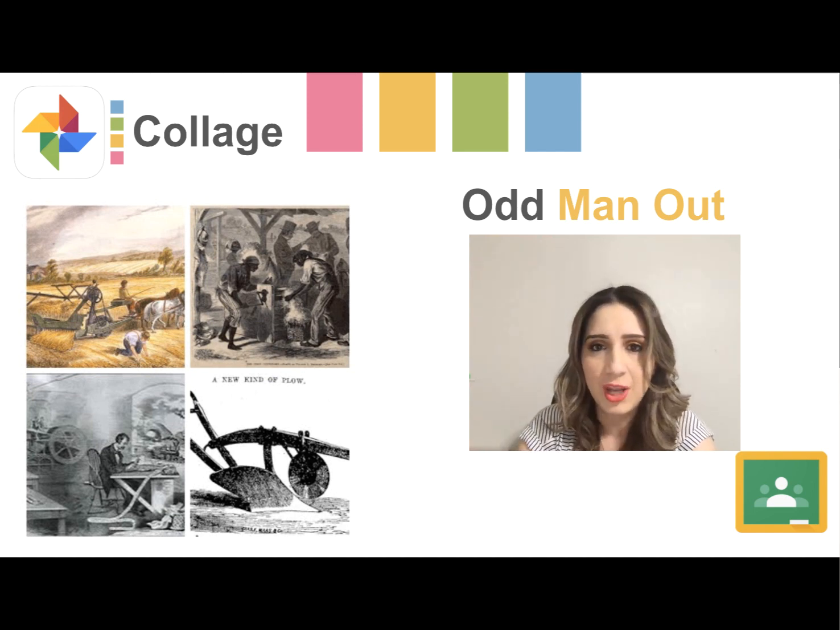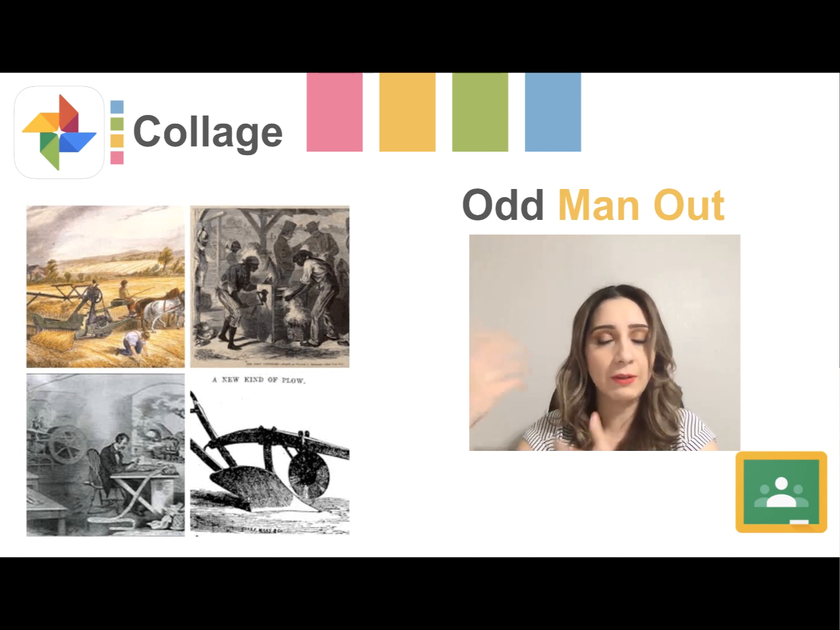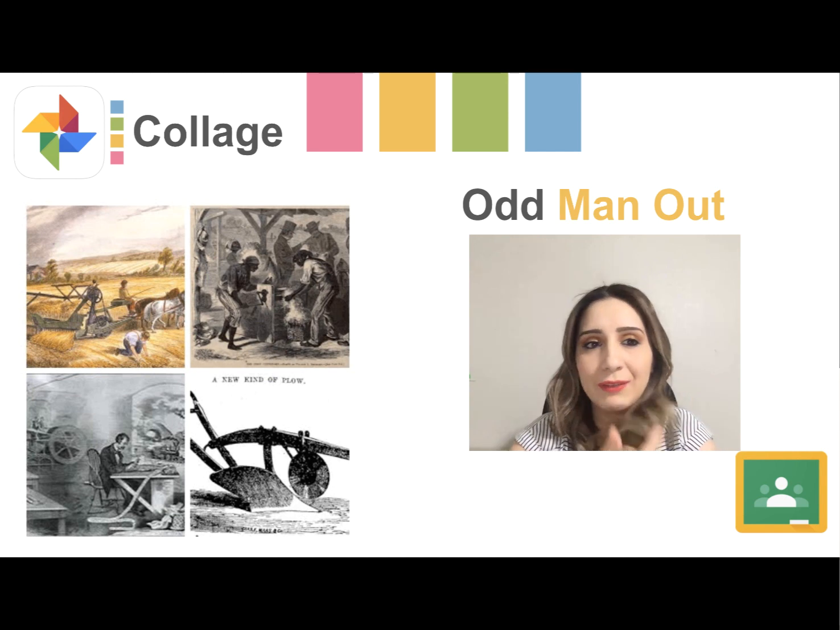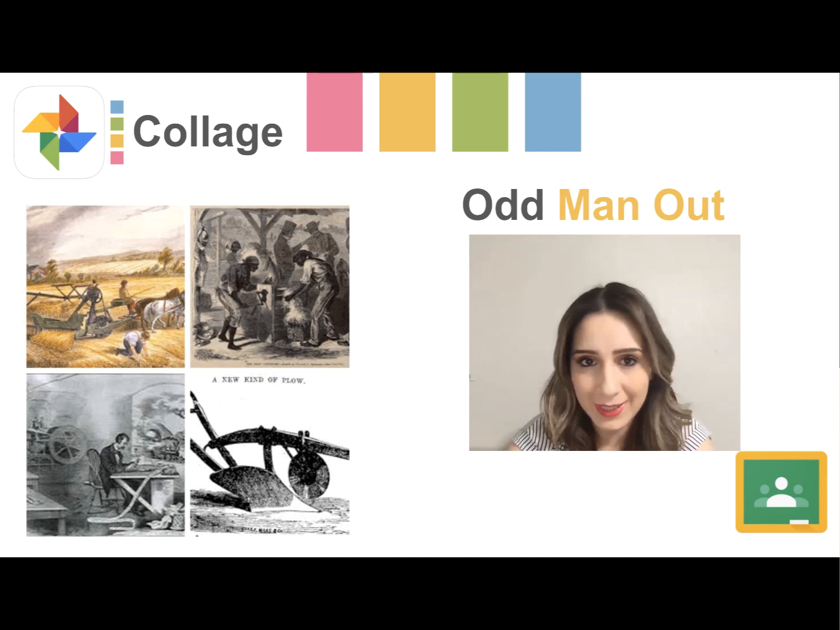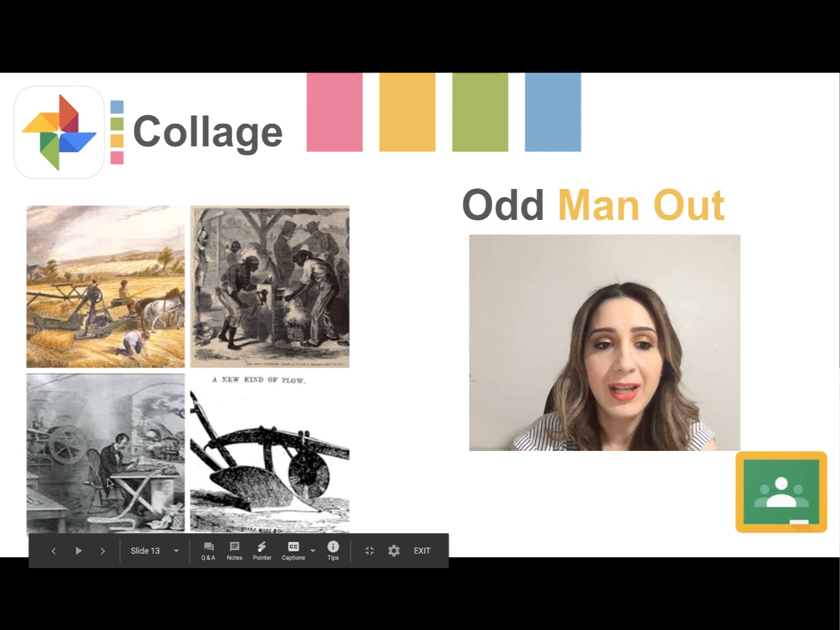Justify your answer. So think about the level of questioning here and the amount of background knowledge that the kids need to know. These are images having to do with the Industrial Revolution, just to kind of give you an idea of how it would be implemented in the classroom. This is the Industrial Revolution. We've got the McCormick Reaper, the cotton gin, the steel plow, and the telegraph.